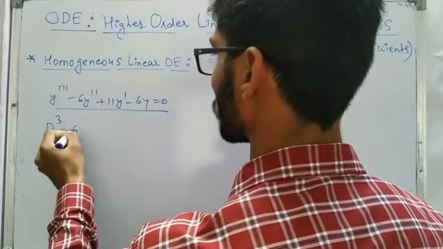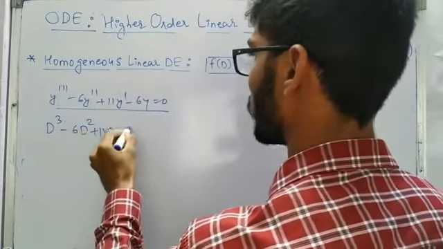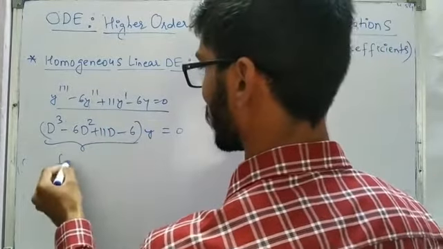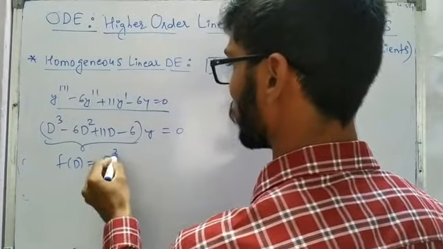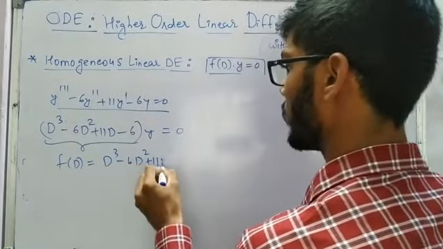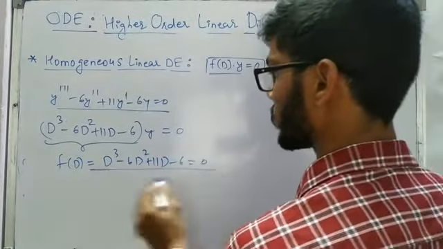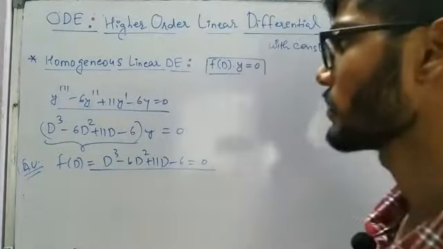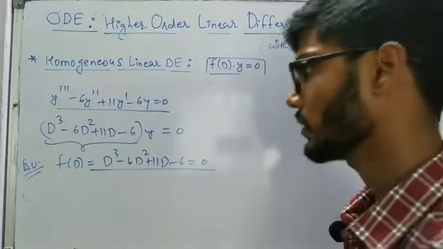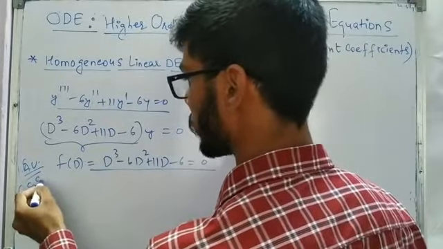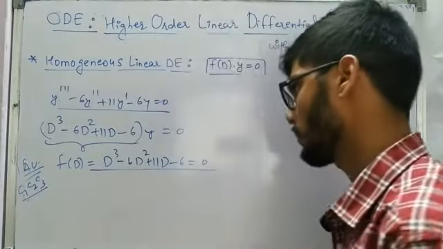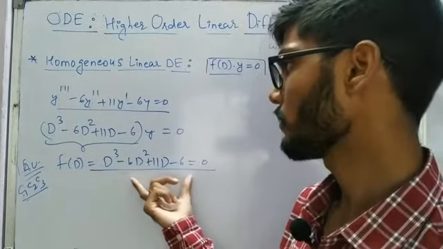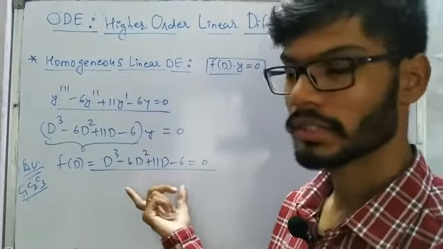So (D cube minus 6D square plus 11D minus 6) y is equal to 0. This is going to be our f of D, and f of D is equal to D cube minus 6D square plus 11D minus 6 is equal to 0. This is going to be our auxiliary equation, and the order is 3. We are going to get 3 roots, meaning we are going to get 3 arbitrary constants, c1, c2 and c3. But the typical part over here is that we have to get the solution of this particular equation, because it is not of second order, right?